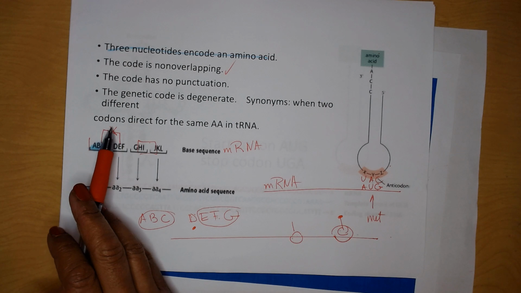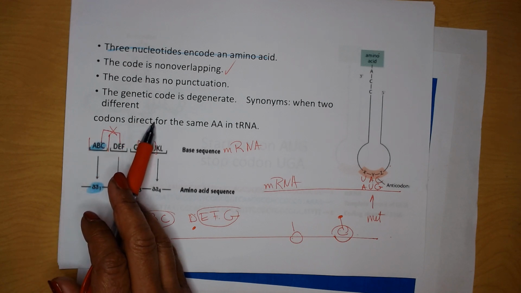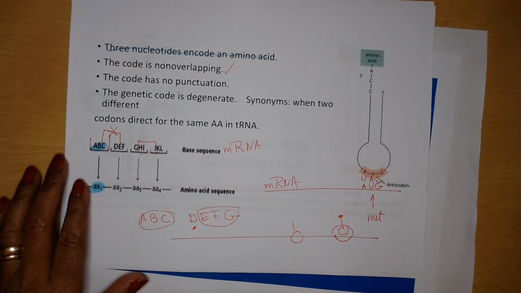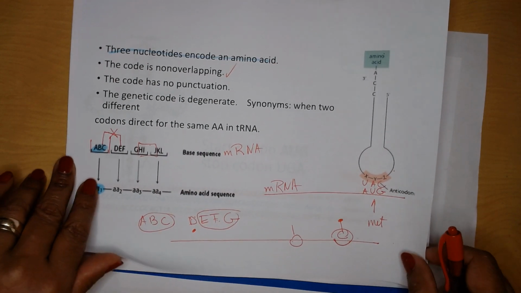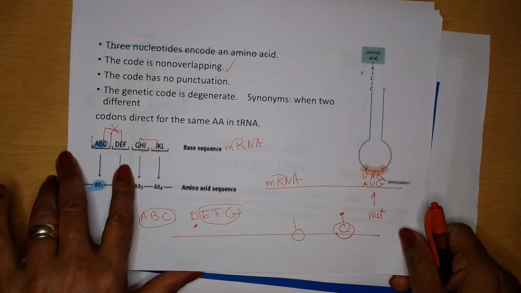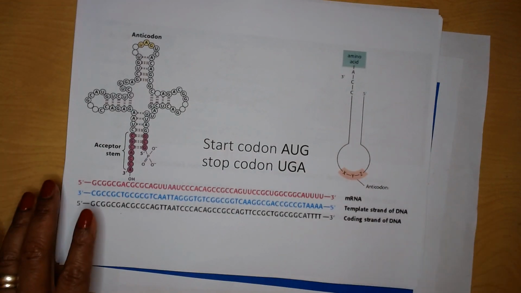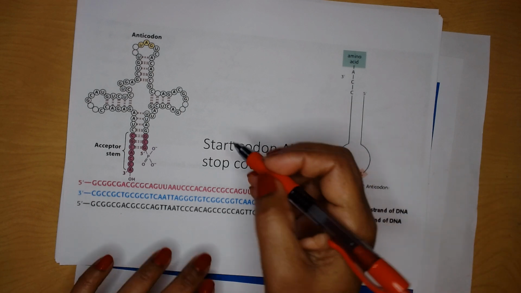Now these codons are different, but they bring the same amino acid with different tRNAs. There are at least 20 different tRNAs. We mentioned that before, and it's important to remember that we will have what is the start codon.